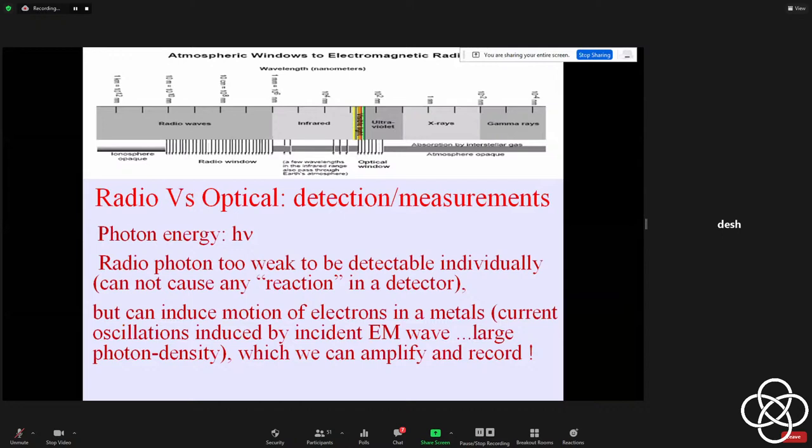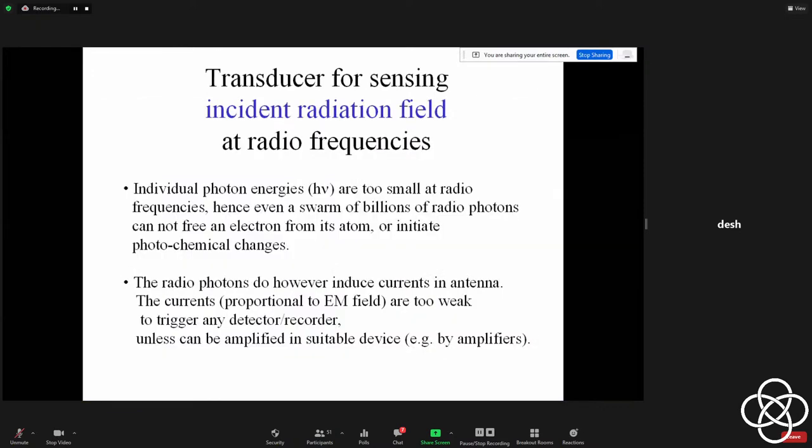But here we are left with no such detectors. The electromagnetic radiation falling on a piece of metal might or will induce motions of electrons proportional to the incident electric field of the electromagnetic wave. And if we have large photon density, we can sense these oscillations as fluctuations in the current, which we often amplify and record. So, as I said, individual photon energies are too small at radio wavelengths. And even if we have a swarm of billion radio photons, it cannot free an electron from its atom or initiate photochemical changes in the material.